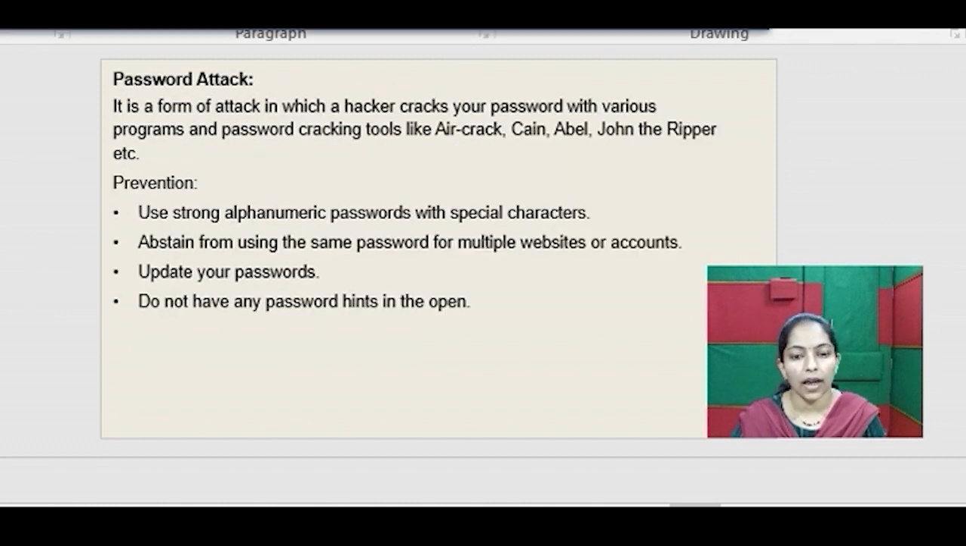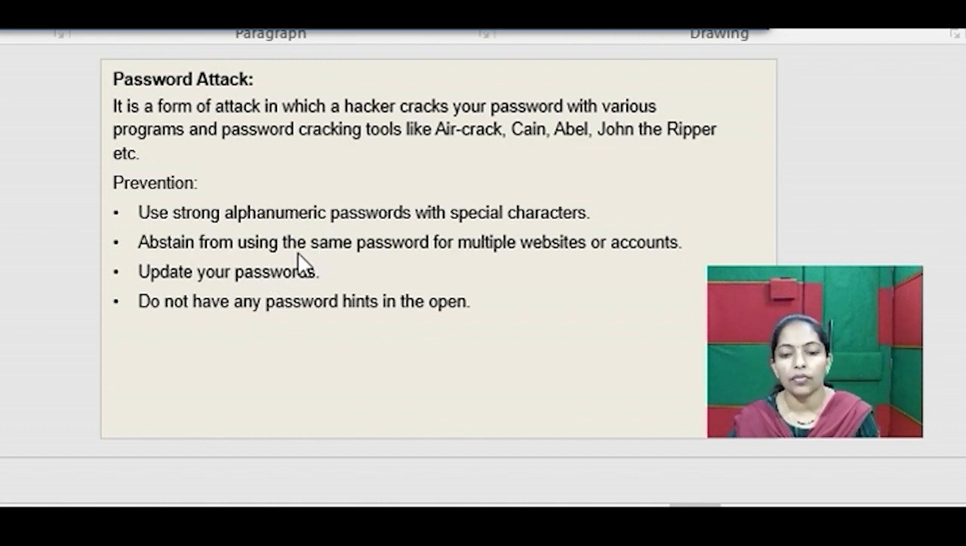And third one is the password attack. It is a form of attack in which a hacker cracks your password with various programs and password cracking tools like AirCrack, Kane, Able, John the Ripper, etc. And prevention for password attack: use strong alphanumeric passwords with special characters. It should be a long password.